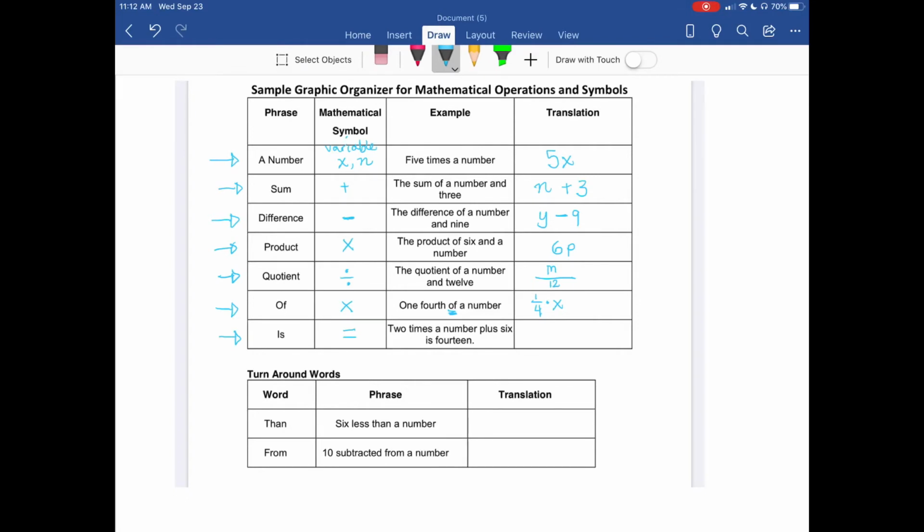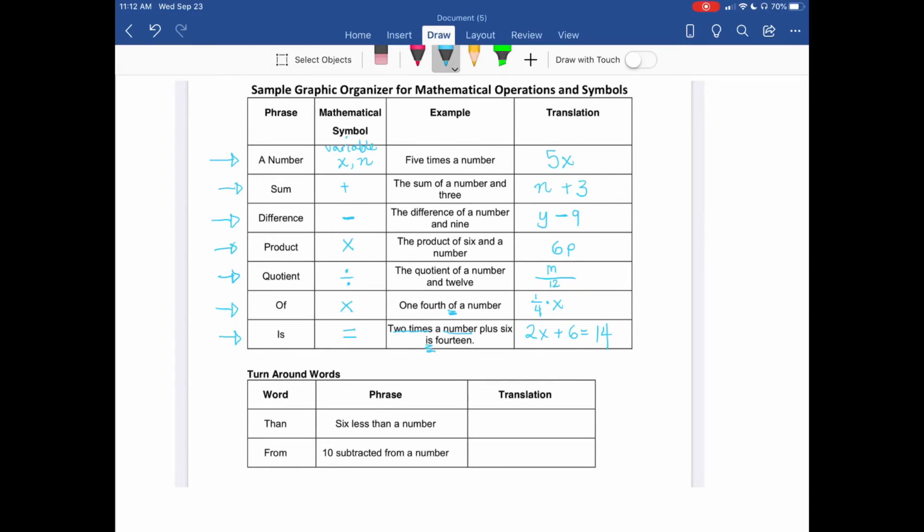And that last one is, that symbolically means it's equal to. 2 and 3 is 5. So in this example, we have 2 times a number. So there's our unknown. So 2 times a number, so I'm going to say 2x. That's 2 times a number. Plus 6 means equals 14.